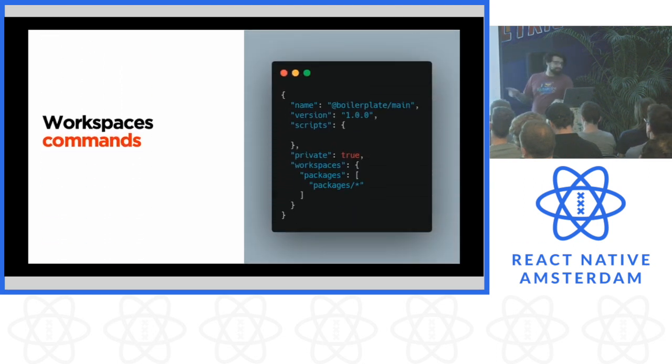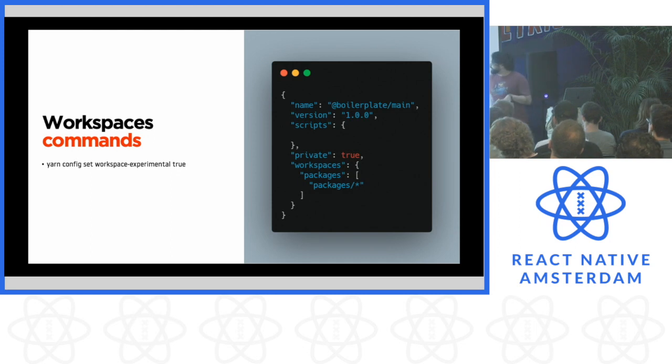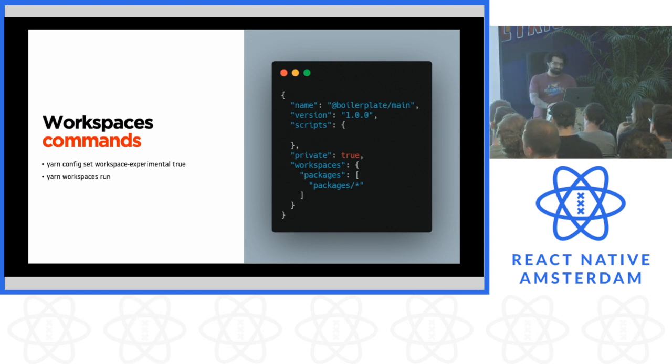Okay, just workspace commands. Workspace is still experimental, and we have to run yarn config set workspace experimental to true, this flag, to try to run. This yarn workspace works a little bit similar to Lerna to create mono packages. We have a warning workspace run to link everything inside. Warning workspace list, you will have details about your workspace and dependencies inside your workspace.